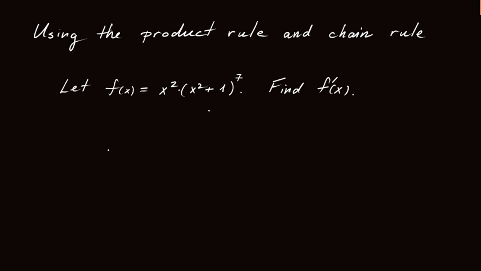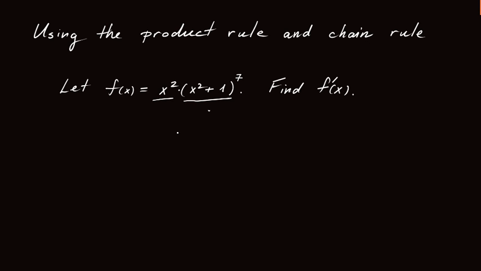Hi, in this video, we're going to talk about using the product rule and the chain rule simultaneously. So let's look at an example. Here I have a function f of x defined as a product of two functions. The first function in the product is x squared. The second function in the product is x squared plus 1 to the 7th. Now the second function is a composition of x squared plus 1 and then raising that to the 7th. So we have not only the product rule to use, but the chain rule.